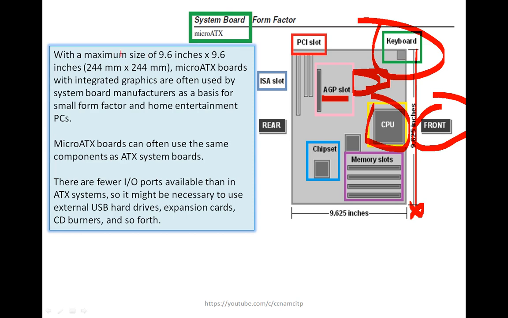With a maximum size of 9.6 inches by 9.6 inches, which is 244 mm by 244 mm, micro ATX boards with integrated graphics are often used by system board manufacturers as a basis for small form factor and home entertainment PCs. A micro ATX board can often use the same components as an ATX board, and there are fewer I/O ports available than on an ATX system, so it might be necessary to use a USB hard drive or expansion cards, CD burner, and so on. So this is the difference between ATX and micro ATX.